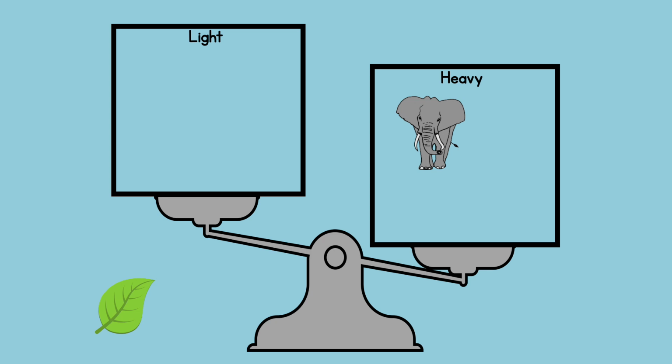We have a leaf. Is the leaf heavy or light? The leaf is light. Feather. Is feather light or heavy? Well done. The feather is light.